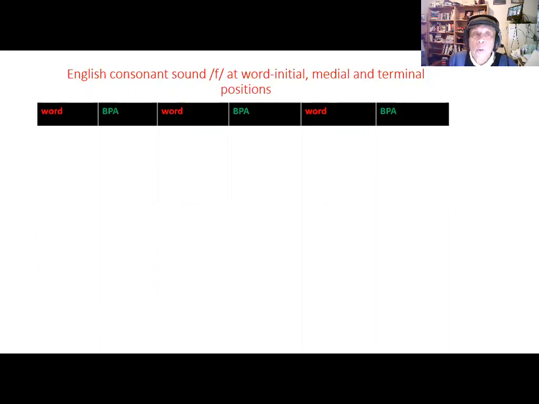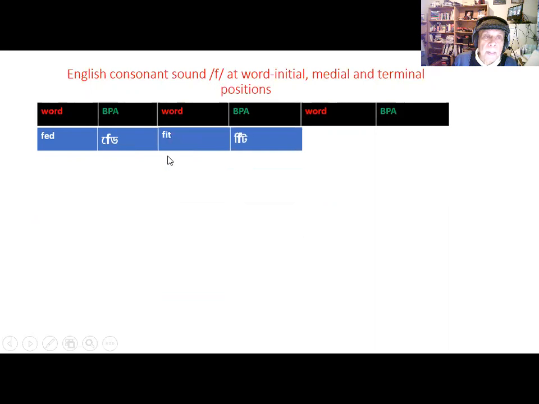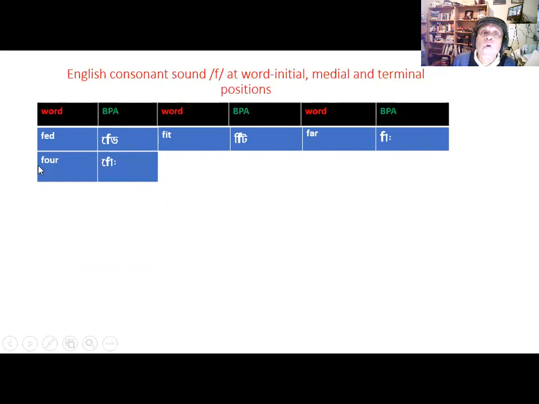Okay, now we'll look at some English words which have the f sound at different positions, at the word initial, medial, as well as terminal position, so that we can pronounce the f sound wherever it appears in an English word. Fed. Fed, it is at word initial position. Fit. Fit. This is again at word initial position. Far. This is at word initial position. For. Look at my mouth. I'm keeping a gap between the two articulators, the upper teeth and the lower lip.